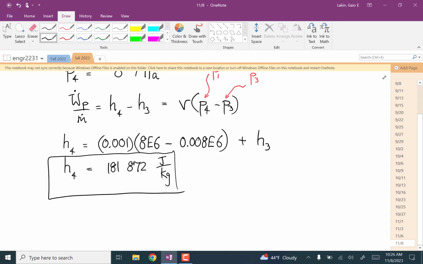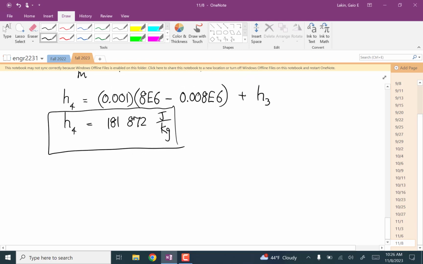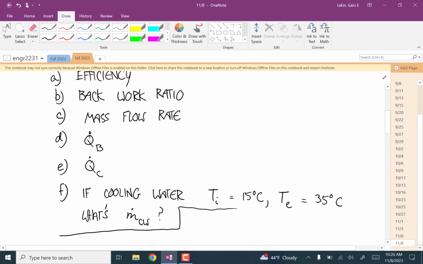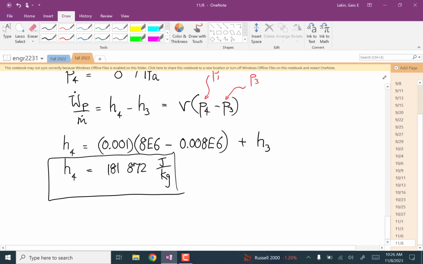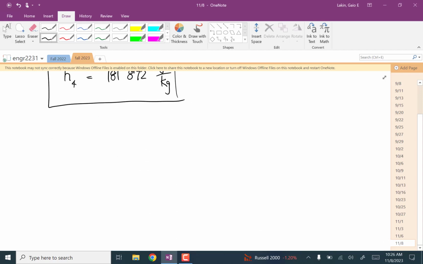So now we have the specific enthalpies at each one of those states. Now pretty much we can just go through and answer these. The first thing we want is the efficiency. The efficiency is equal to 1 minus H2 minus H3 over H1 minus H4.